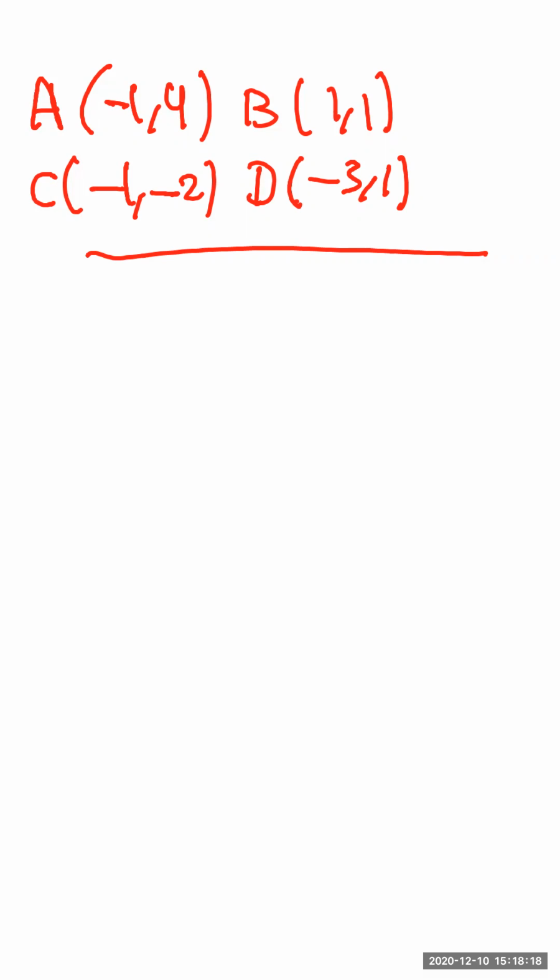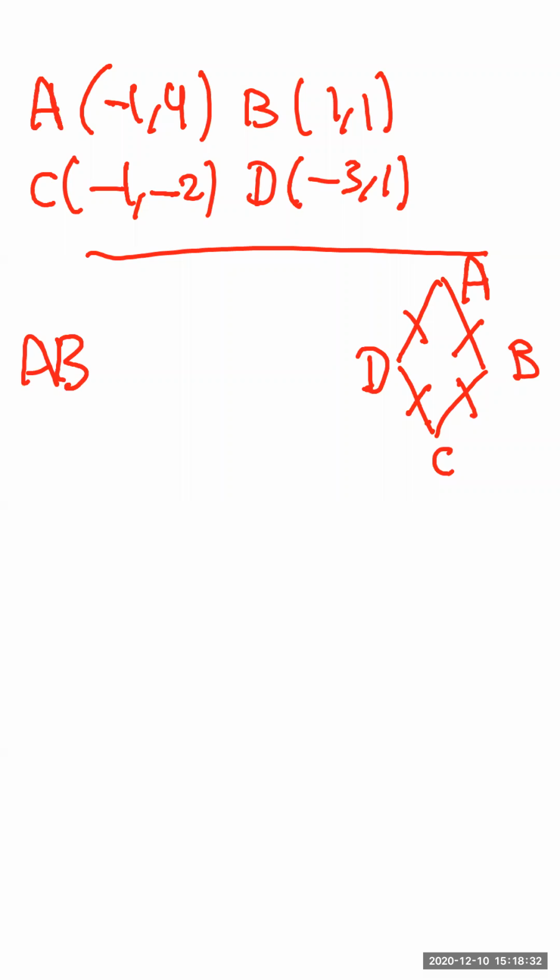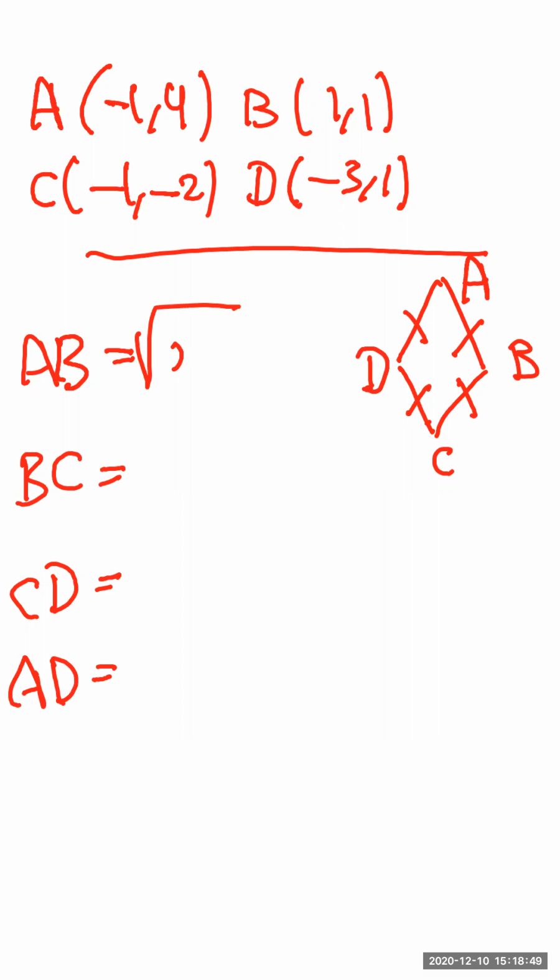Okay, we said that if it's a rhombus, guys, like this, A, B, C, D, all sides are equal. Now I'm going to get AB, BC, CD, AD to make sure that they are all equal so that we will prove it's a rhombus. AB means 1 minus -1, so 0. So the square root of 0 plus 1 minus 4 means -3 squared means 9. So it will equal the square root of 9, which will equal 3.